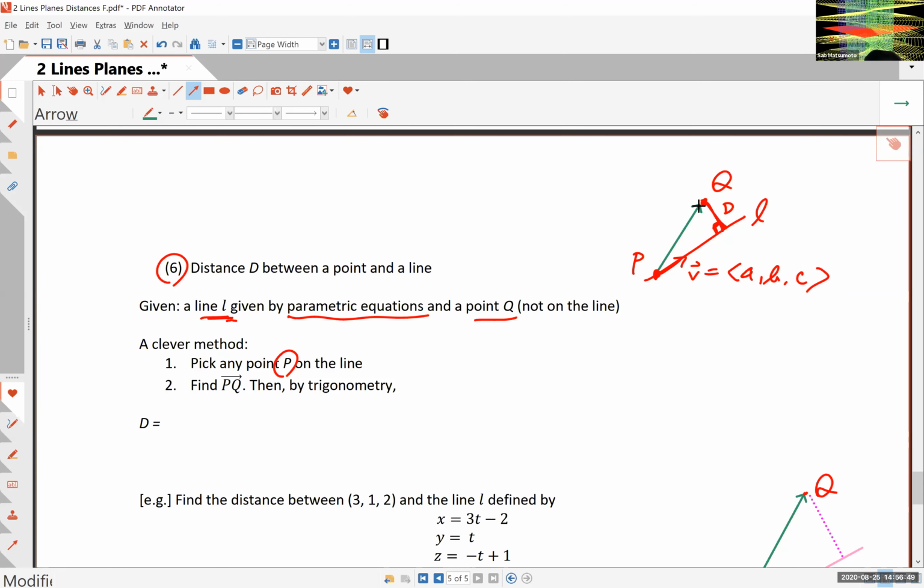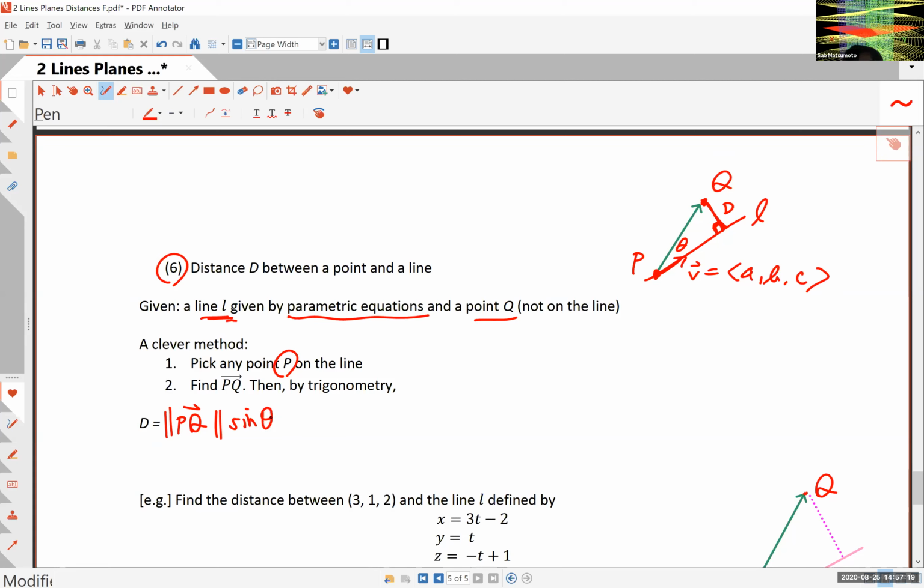Now you have two vectors here. You see this vector V and PQ? You know the angle between them, we can call them theta. Well, actually you don't know this angle, but we can call this theta. If this is the angle theta, what is d? d is the opposite side of this right triangle. So it is the norm of PQ, which is the hypotenuse, times what? It's the opposite. It's the sine of theta in this case.